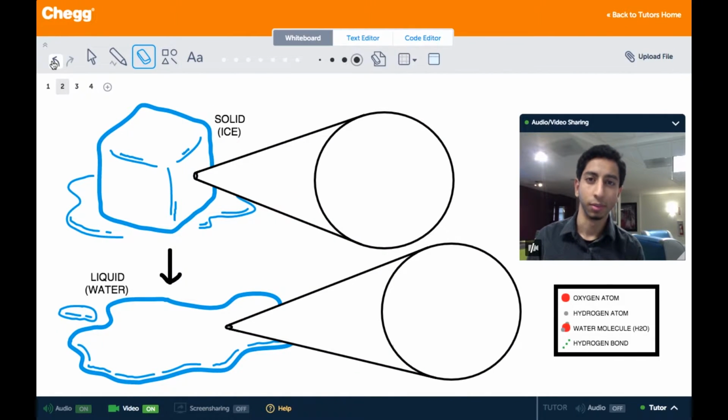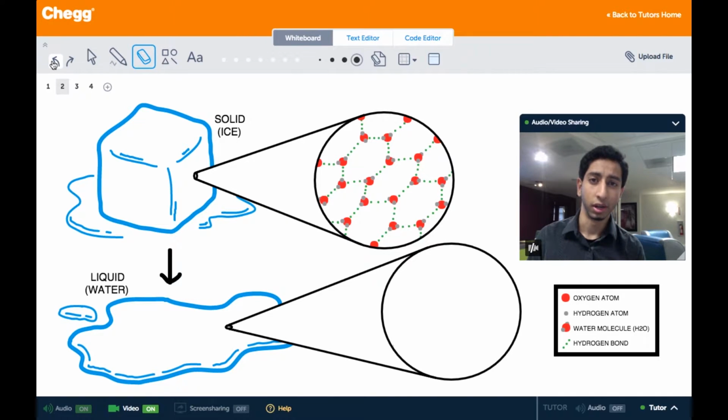Okay, so let's look at an example. In this diagram, I drew an ice cube melting into a puddle of water. In the solid state, the water molecules are held together by a repeating pattern of hydrogen bonds. But as the ice starts to melt, the molecules start moving around a lot faster, the bonds start to break, and the ice loses its solid structure and turns into a liquid. Some of the liquid might even start to evaporate and become water vapor, even though I haven't drawn that here.